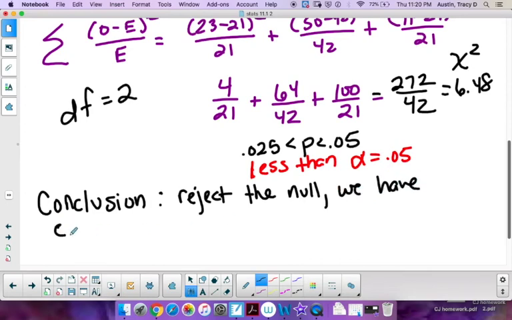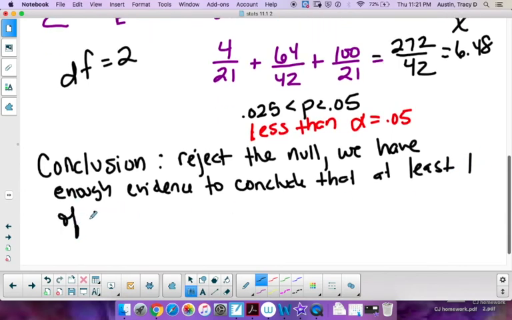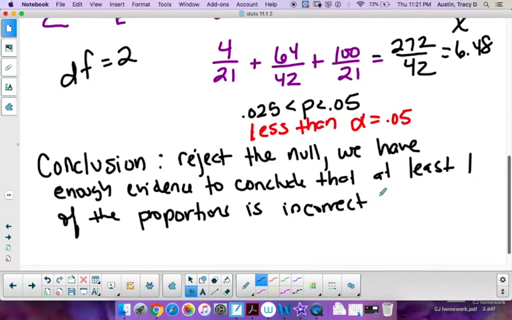Okay, so we have enough evidence to conclude that at least one of the proportions is incorrect, or not as stated, or something to that effect, but "at least one" is the important part.